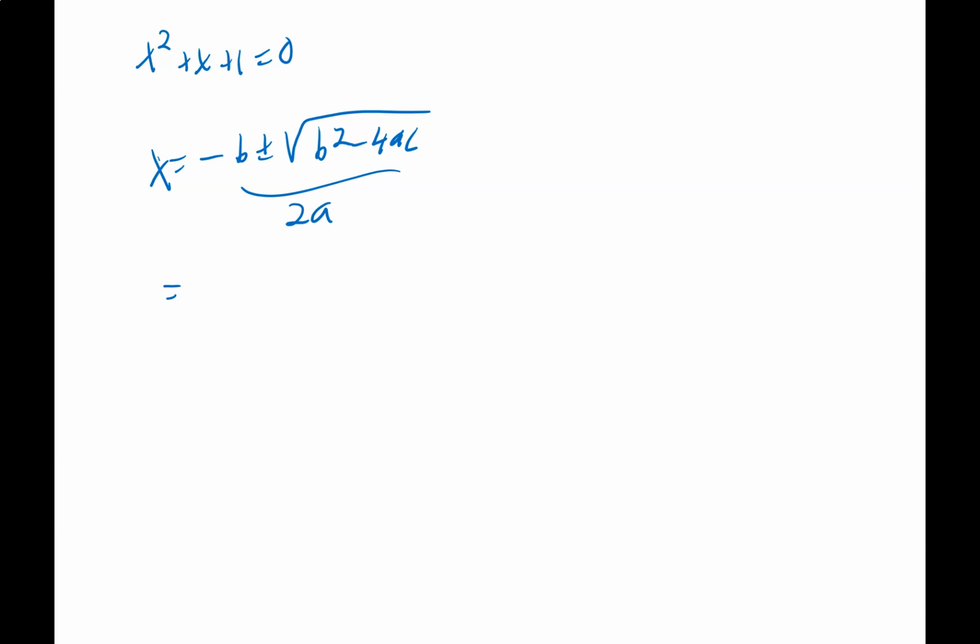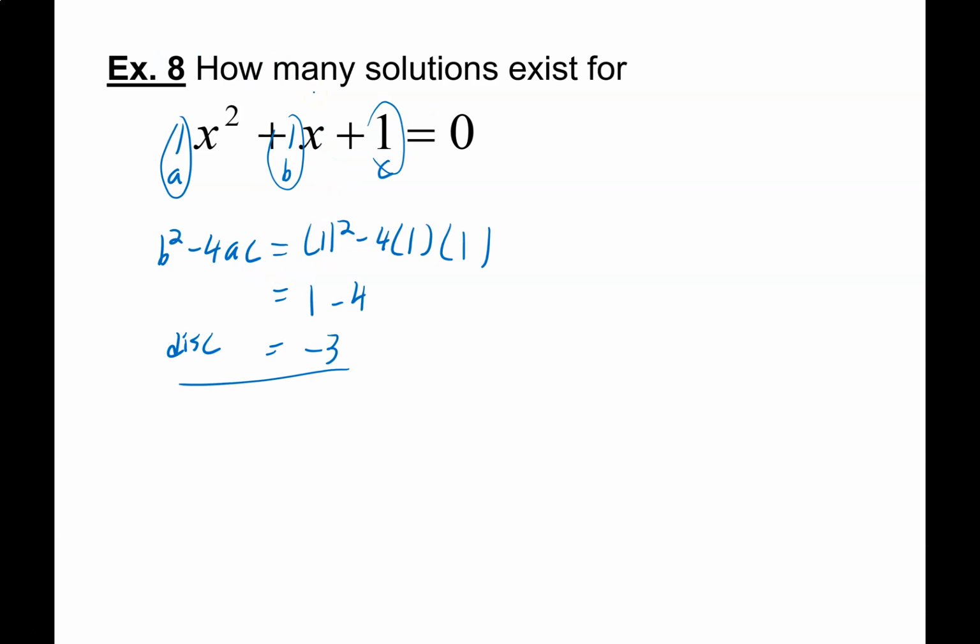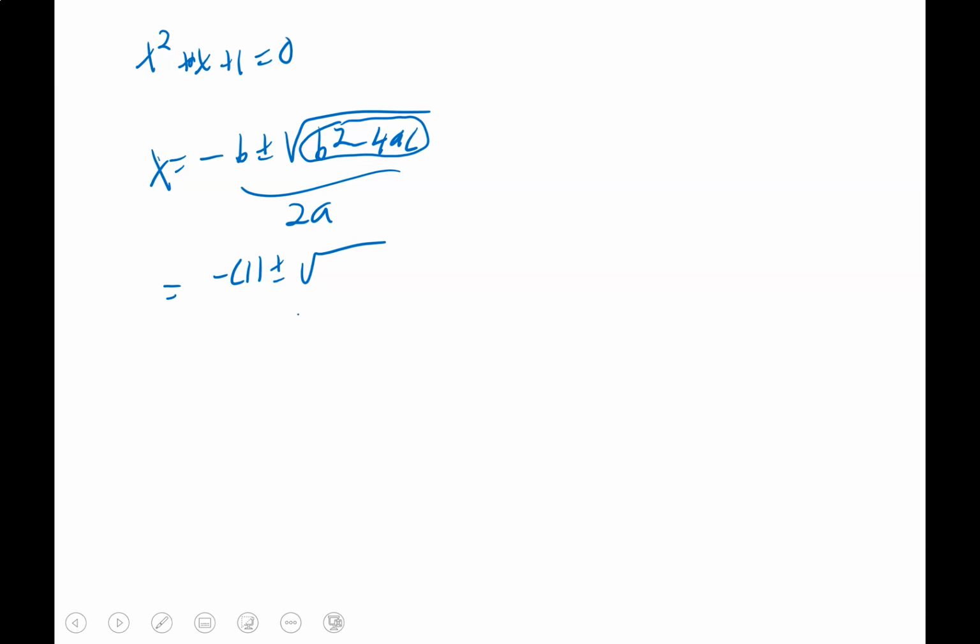So my b here is 1, so I get negative of 1. Here's the cool part. We've already found b squared minus 4ac already. That gave us -3, so I'm not going to do it again. I've already done it once. And then 2 times a gives me -1 plus or minus over 2. Remember that a square root of a negative is i, like that.